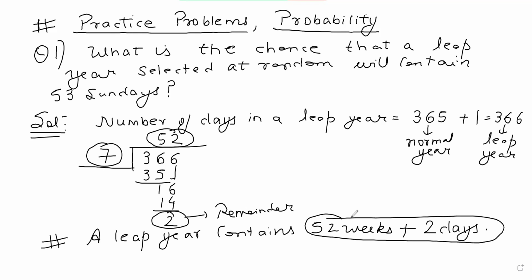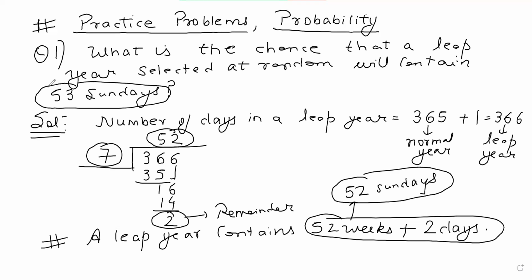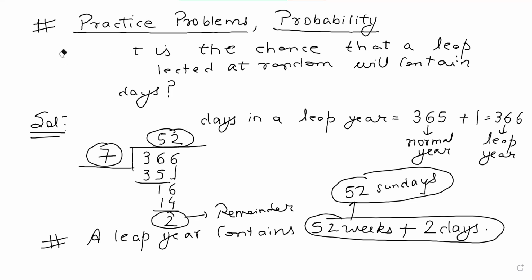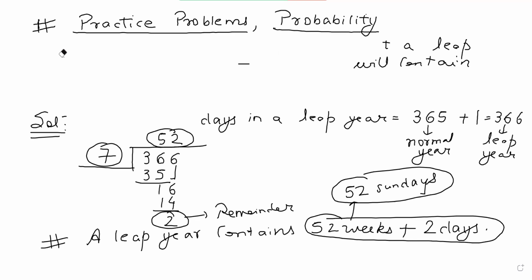Now 52 weeks correspond to 52 Sundays because every week contains one Sunday only. So 52 weeks are going to contain 52 Sundays. I need to check out what is the probability that a leap year is going to contain 53 Sundays. That means 52 Sundays will be for sure. Any year will contain 52 Sundays for sure. We are left with 2 days. Now, what are these 2 days? What are the possibilities we have? If I erase this part off, I'm erasing the question. I hope students have written down the question as well.